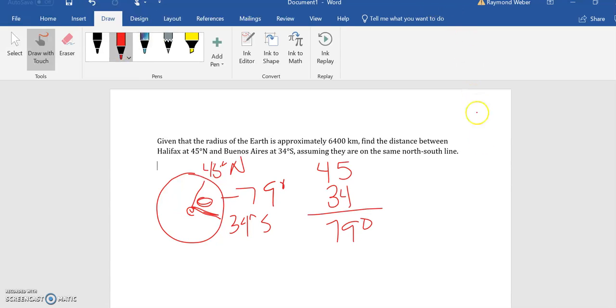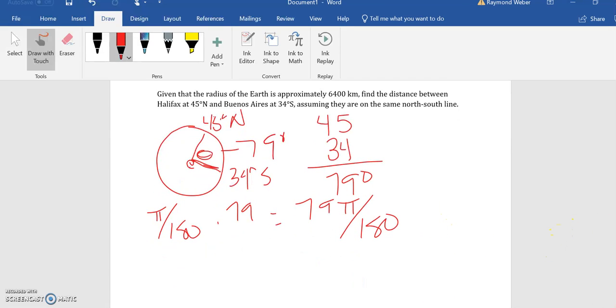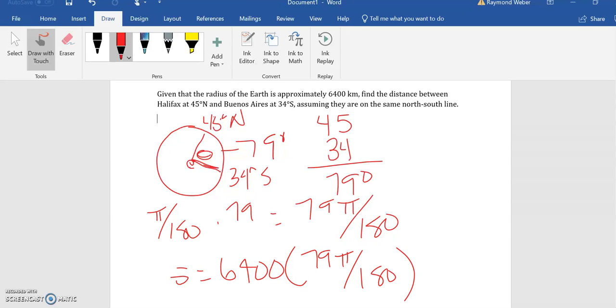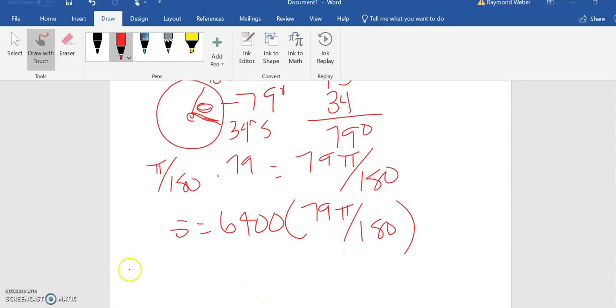But to use our arc length formula, we need this in radians. So I'm going to convert this: pi over 180 times 79. So this is 79 pi over 180. Now this might reduce, but I don't even care because I'm going to put it into my calculator in a minute. Then I'm going to put this into my formula. So my formula says the radius, which we were told was 6,400, times 79 pi over 180. Now I'm going to put this into my calculator.